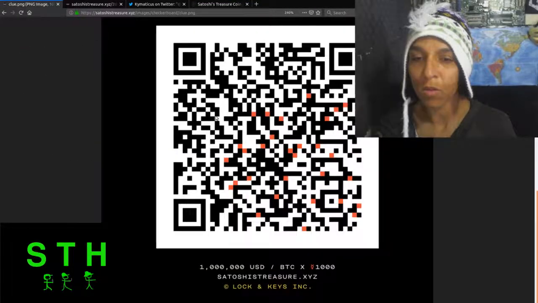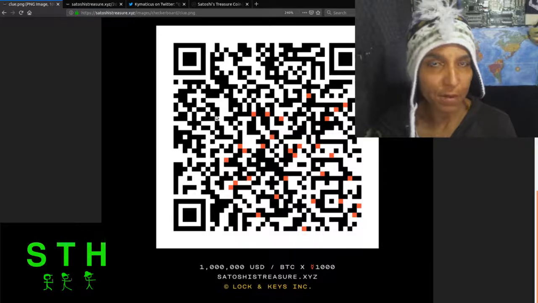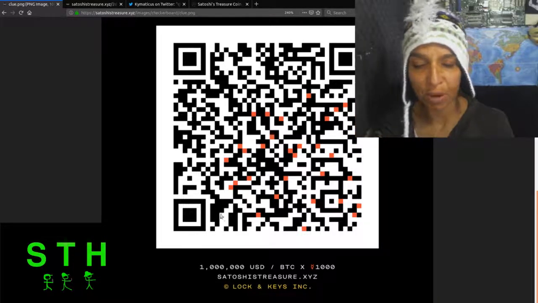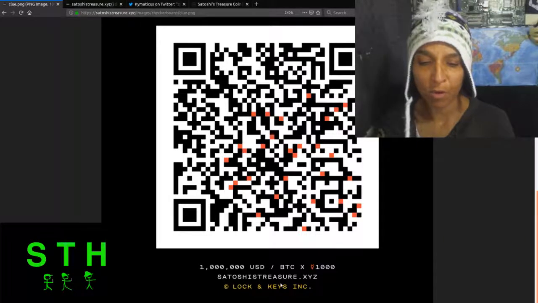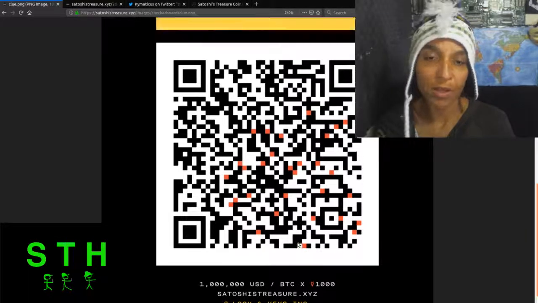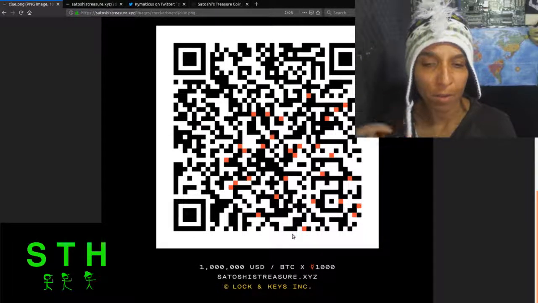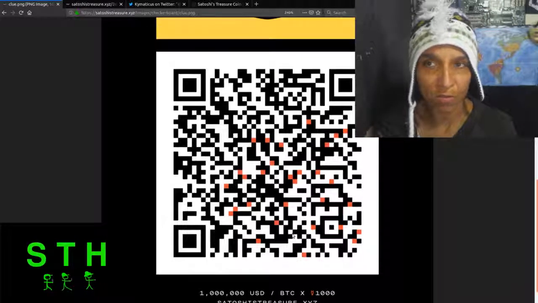Back to the clue. So you have that symbol, and this kind of miffed people, so there was a discussion about it. And then you have a copyright symbol of Lock and Keys Incorporated. So this is where it might be a combination of cryptography and logic, because you have to do some internet sleuthing, which might play a part in solving this particular puzzle.